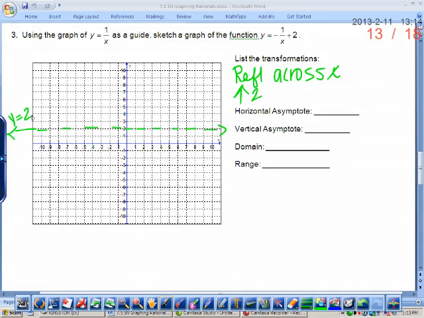Don't forget to label with your equation. All right, what about the vertical asymptote? Yeah, because the reflection doesn't change it, and the up and down, the up 2, doesn't change it. So it's still at x equals 0.